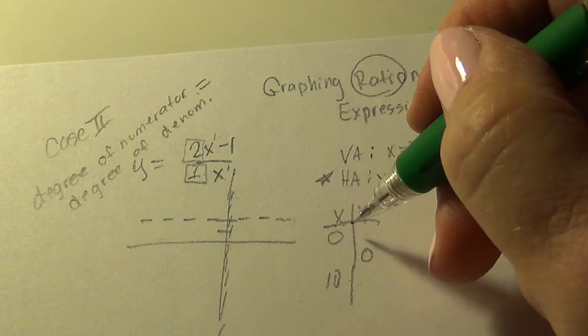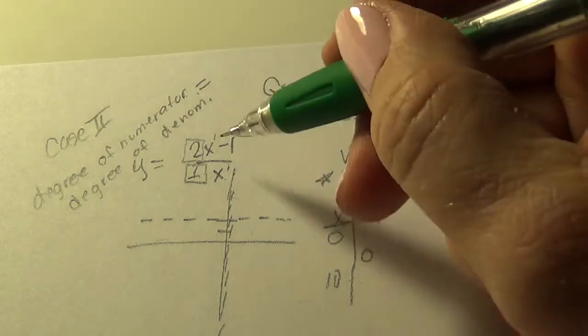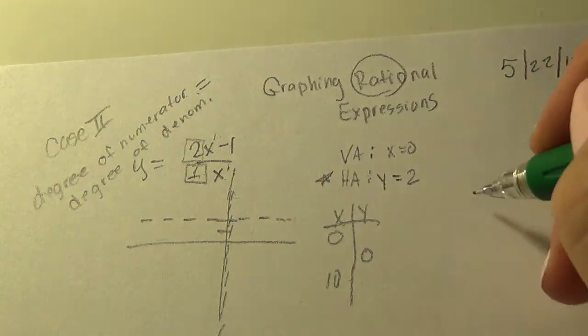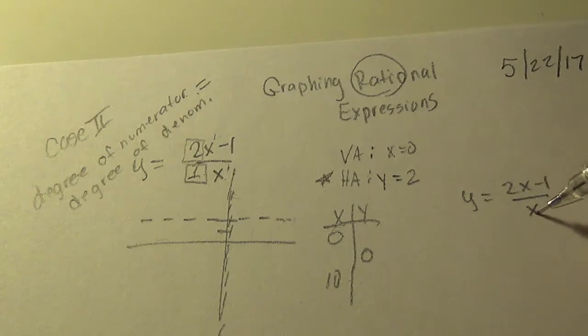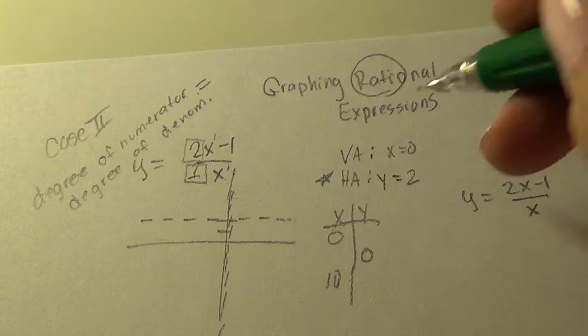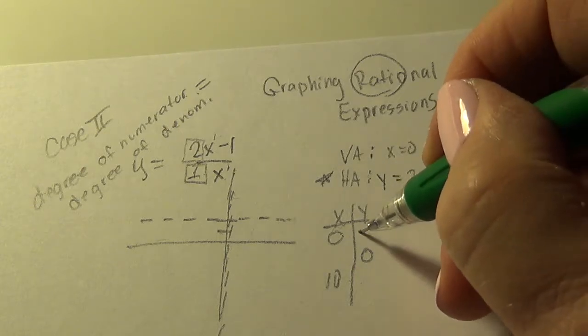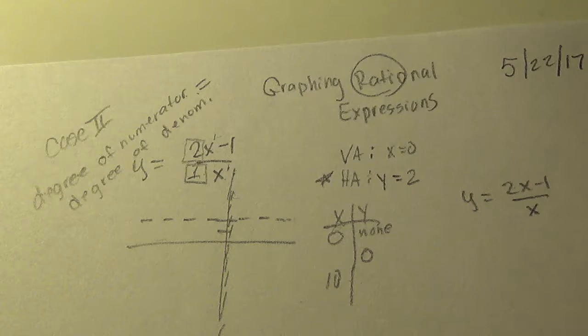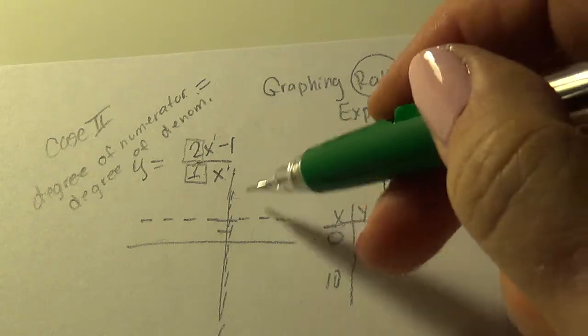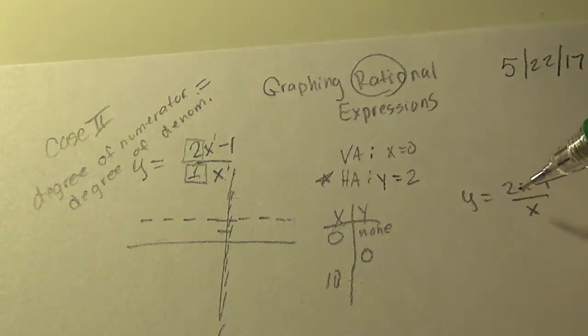Then you put in 0 for x. Let me rewrite this. It's kind of jumbled up. When I put a 0 for x, this becomes 0, this becomes 0. Uh-oh. That's an impossibility, so we will have no value for y. So there's no place that this will cross the y-axis.